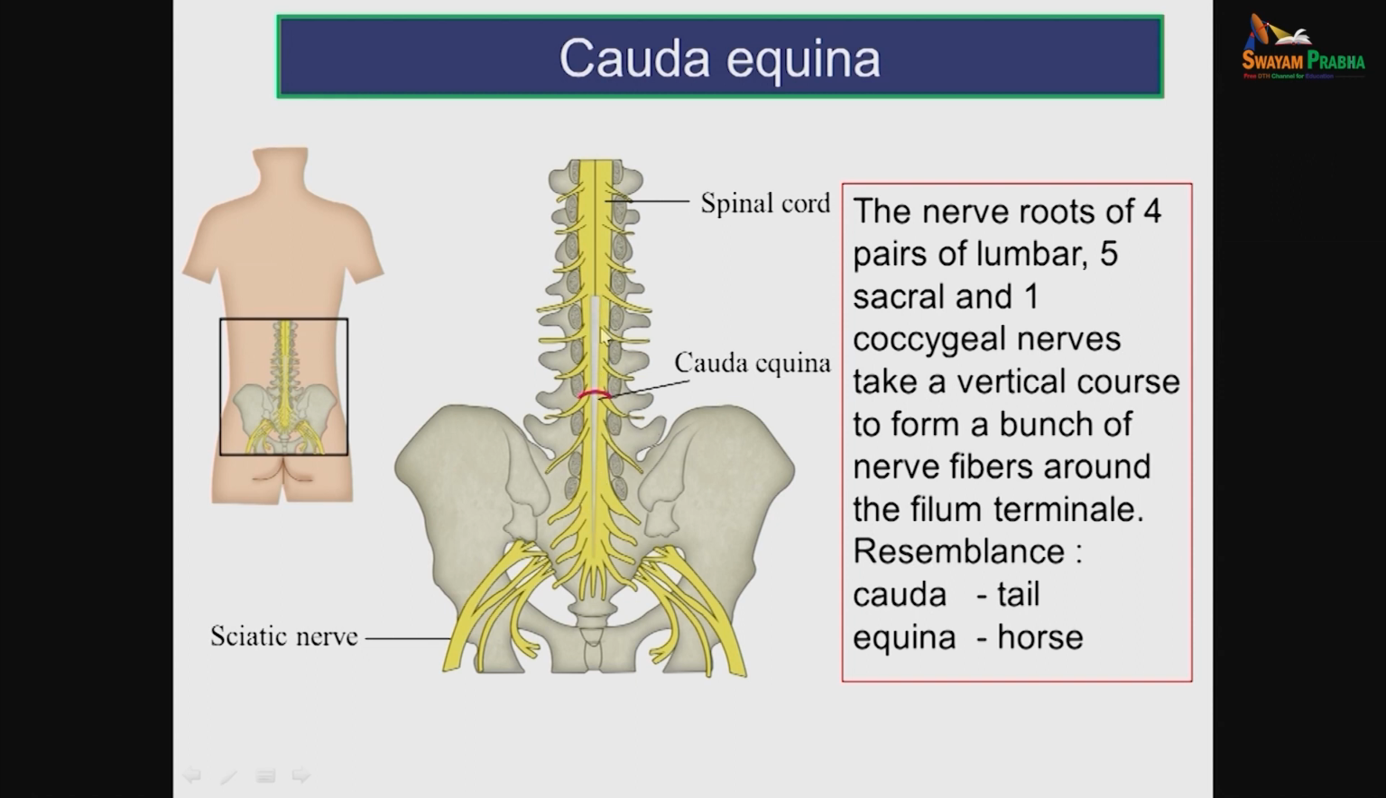So, this bunch of nerves is called the cauda equina. Cauda equina means it resembles a horse's tail. Cauda means tail, equina means horse. So, this is called the cauda equina. The cauda equina hence is composed of the lower 4 pairs of lumbar nerves, 5 pairs of sacral nerves and 1 pair of coccygeal nerves.